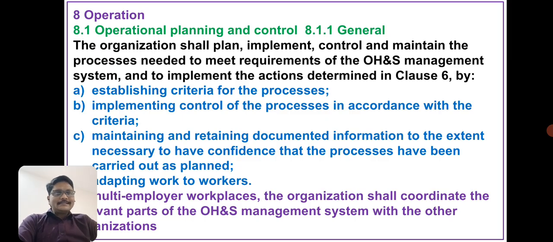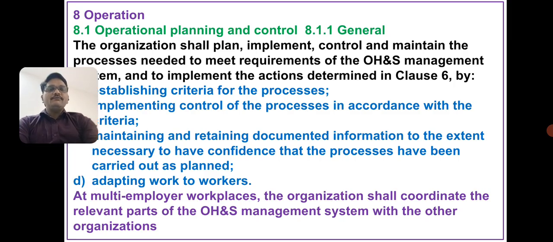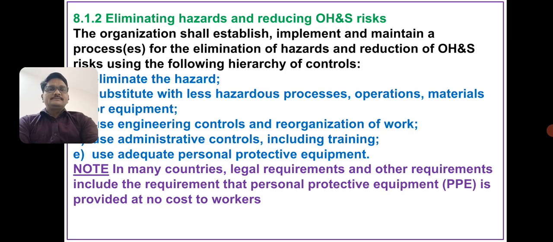For this, the organization shall plan, implement, control and maintain the processes needed to meet the requirements of the OHS management system and to implement the actions determined by clause number 6, by establishing criteria for the processes, implementing control of the processes in accordance with the criteria, and maintaining and retaining documented information to the extent necessary to have confidence that processes have been carried out as planned. And next is adapting work to workers.